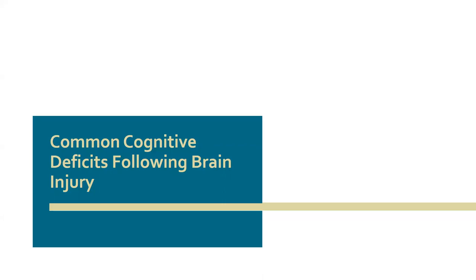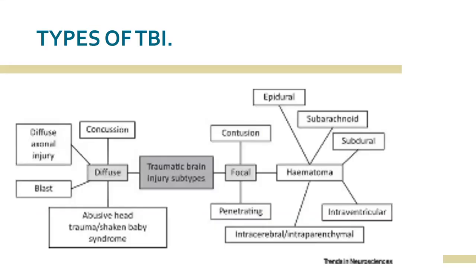Then coming to what are the cognitive deficits following brain injury? This is most important. You see, after a TBI, as I have already told, this is very clear from this picture, either the patient has concussion or diffuse axonal injury, or the patient has focal injury following penetrating trauma, or the patient has subdural or subarachnoid hematoma, or intracerebral hematoma. So if the patient has a TBI, whatever it may be, you should first know what is the type of injury the patient has suffered.